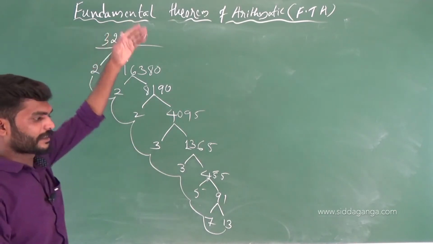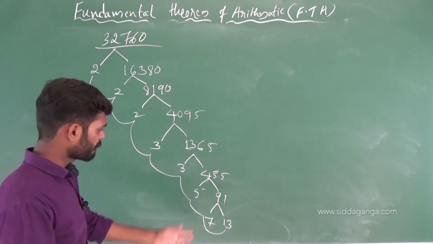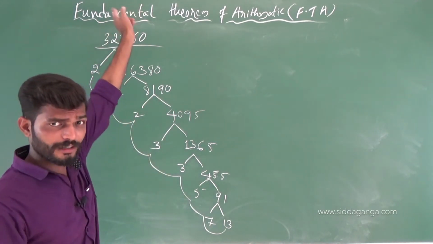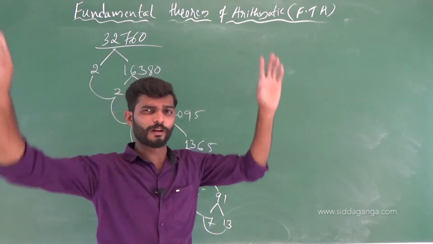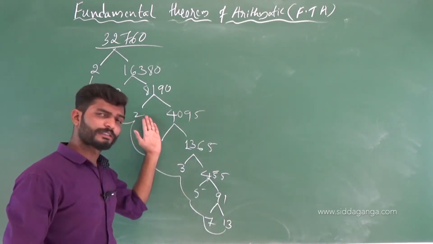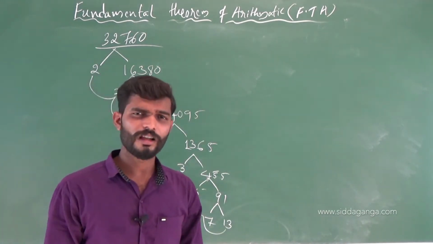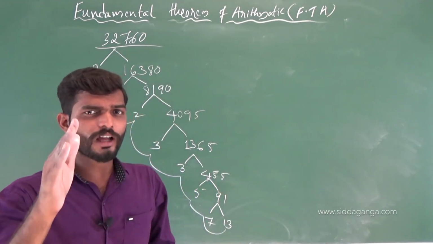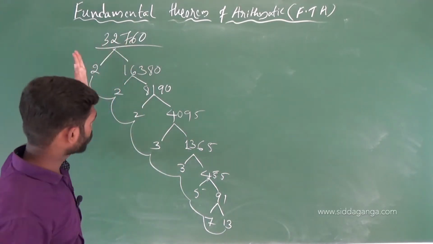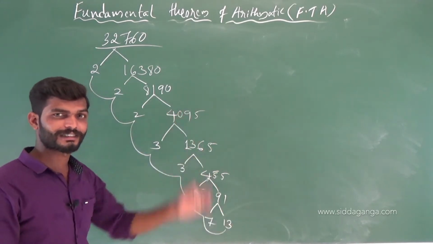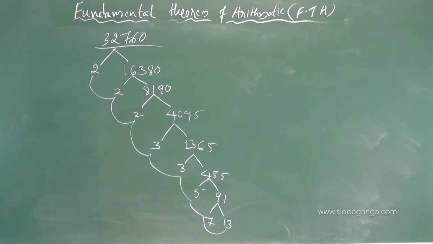See here, multiply all these, we get 32760. So using a factor tree, you can find the prime factors of any composite number, right? Take any other big composite number. Only the difference is the process will be continuous and time taking, that's it. So you can easily come to the conclusion that every composite number can be expressed as a product of prime numbers. That's it, that is FTA, right?